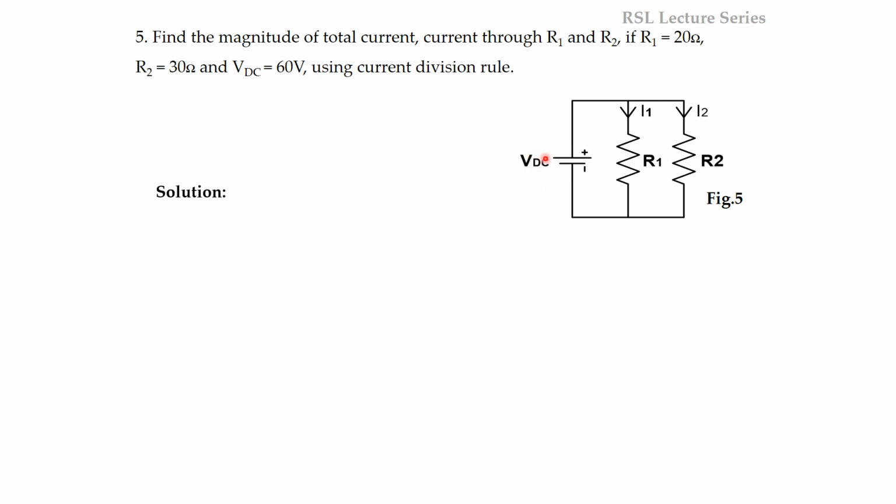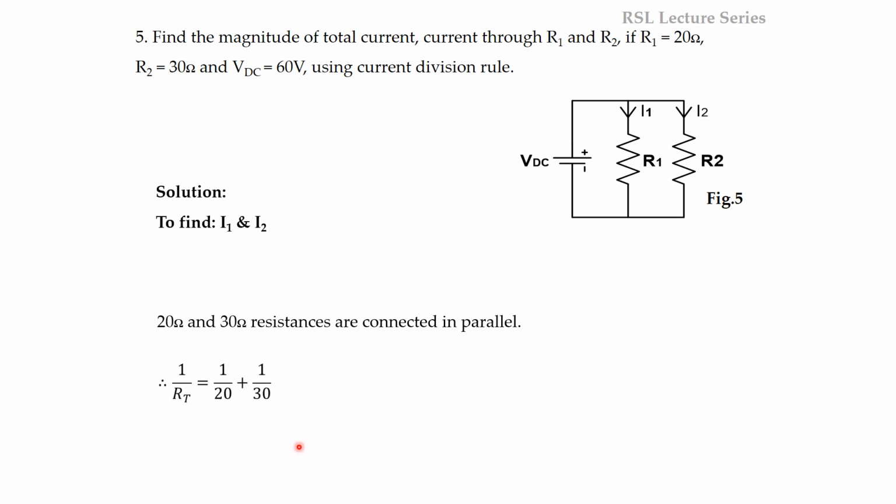Total current is equal to total voltage divided by total resistance. So total voltage is given. So we have to find out the total resistance value. So 20 and 30 are the resistors connected in parallel. Okay. So the total resistance is given by 1 by 20 plus 1 by 30. So we'll get RT is equal to 12 ohms. So now we can find out the current value. So total current is given by VDC by RT, 60 by 12, that is equal to 5 ampere.